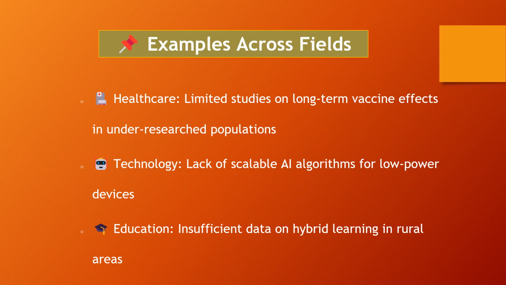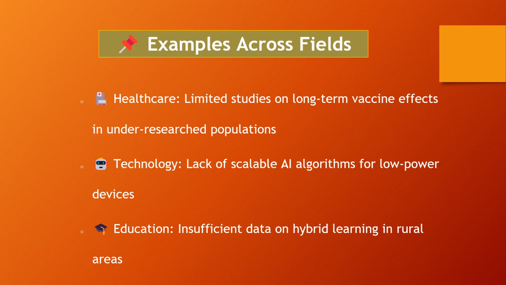So, as stated here, studies have been limited when it comes to long-term vaccine effects in under-researched populations. In technology, there's a lack of scalable AI algorithms for low-power devices. When I mean low-power devices, I'm talking about powered wristwatches and those devices that use low energy, low power. We don't have enough evidence to scale them. And number three, another example, is education.